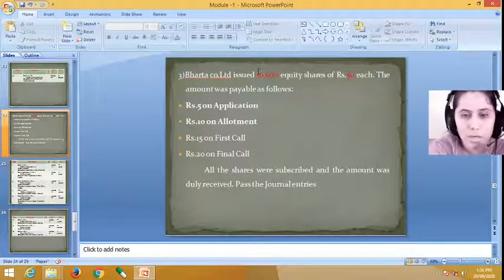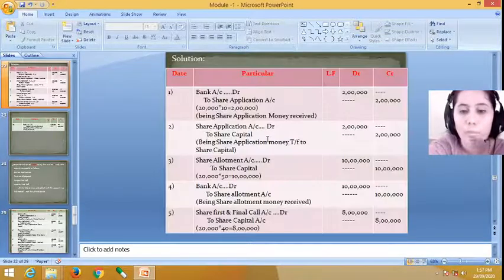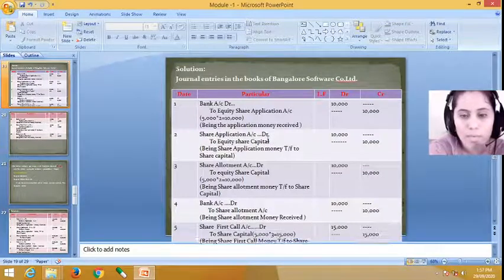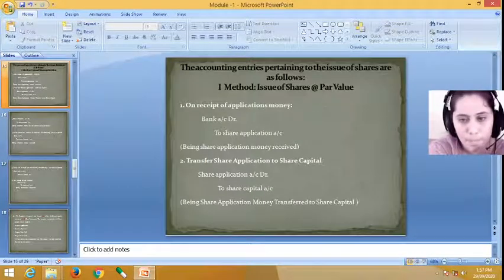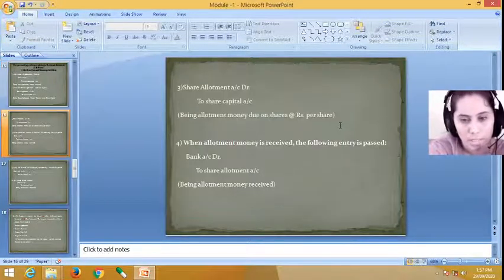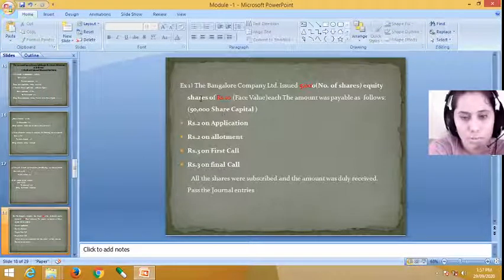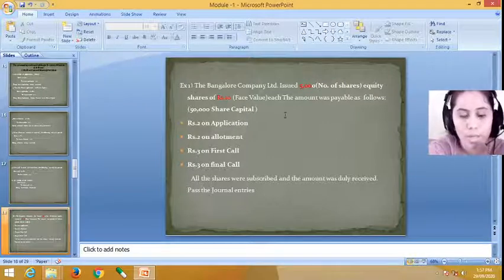Already we discussed what the number of shares is. The number of shares here is 10,000, and the face value is 50 each. So this is the first method, issuing shares at the par value. Par value means the exact value of the share. And what is the share capital? If 5,000 into 10, then whatever amount results is called the share capital.